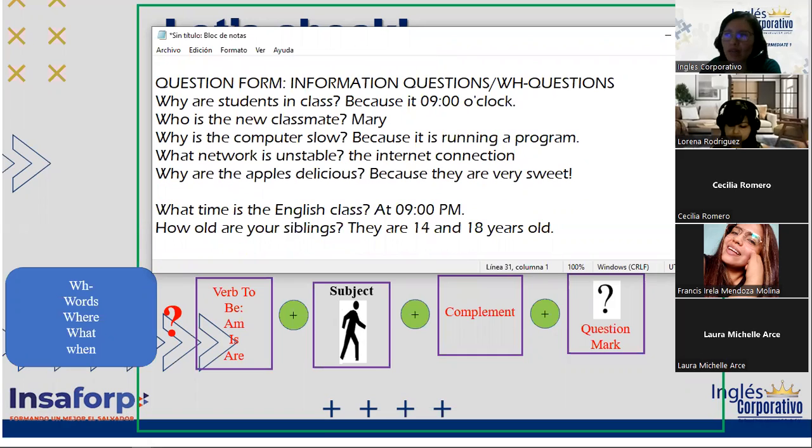Cuando usted utiliza la palabra siblings es porque está hablando de hermanos y hermanas, no solo de hermanos, no solo de hermanas, sino que tiene hermanos y hermanas. Okay, siblings. How old are your siblings? They are 14 and 18 years old.